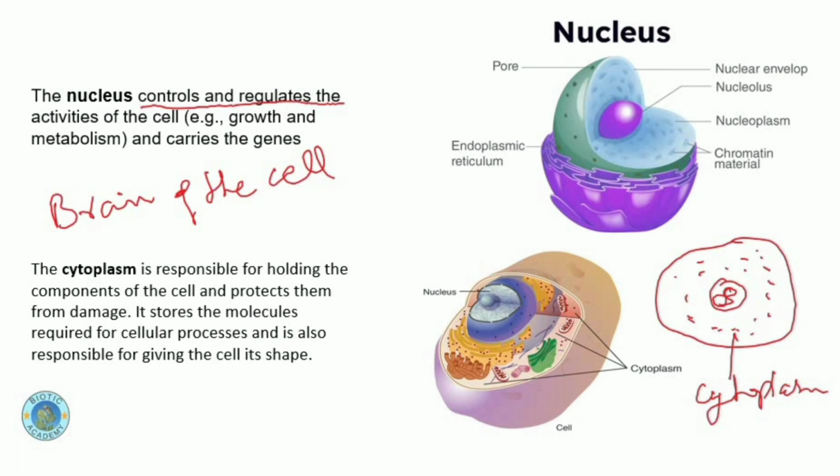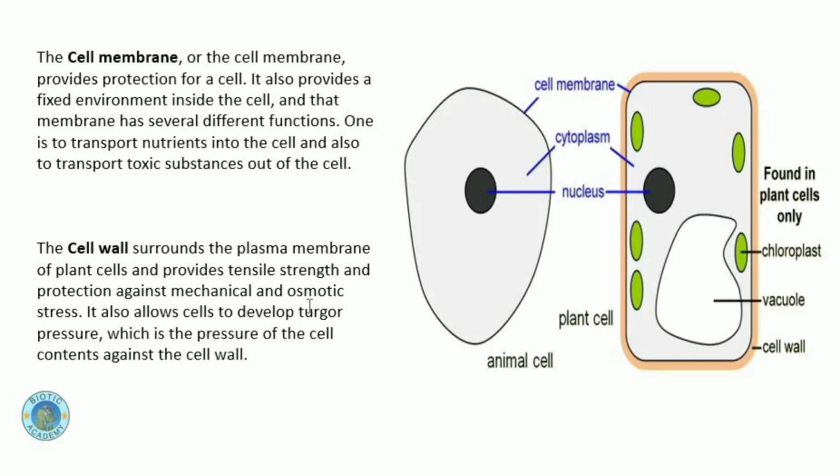After that we'll be discussing the cell membrane. The cell membrane is a very thin layer, the boundary of the animal cell, and it's the second layer in the case of the plant cell. The cell membrane is basically a gateway that keeps a check on the exchange of material: what material comes inside the cell and what goes outside the cell.